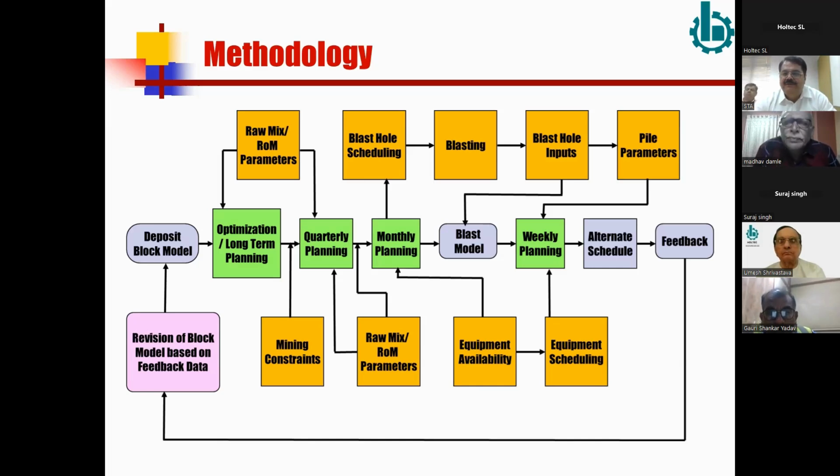In weekly planning, we also give alternate schedules so that the mine manager or mining engineer has a clear idea: if this is not going to work, then this will work. Based upon the blast hole inputs and variations between the predicted and actual quality and feedback, we can revise the block model also.